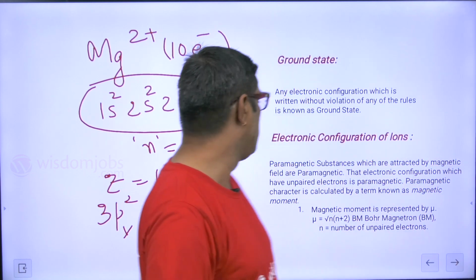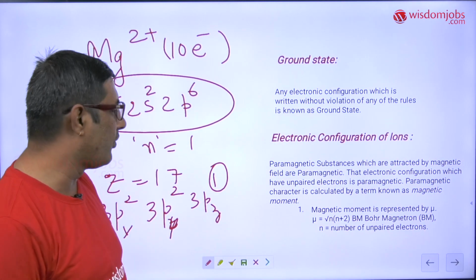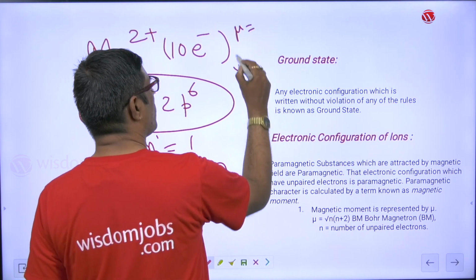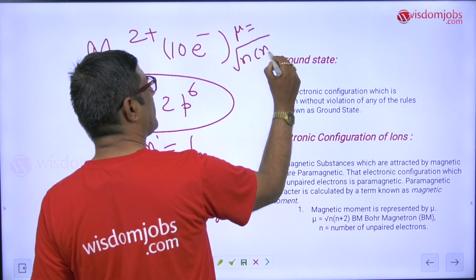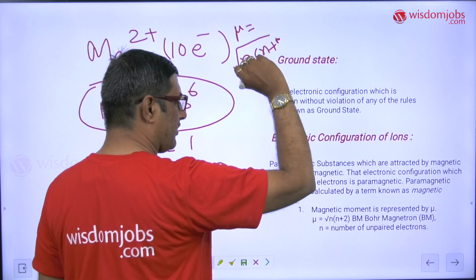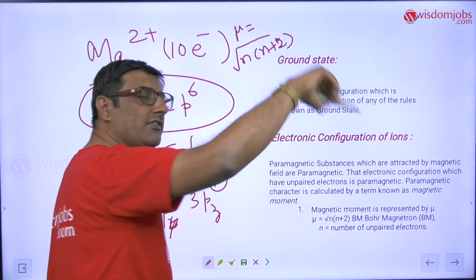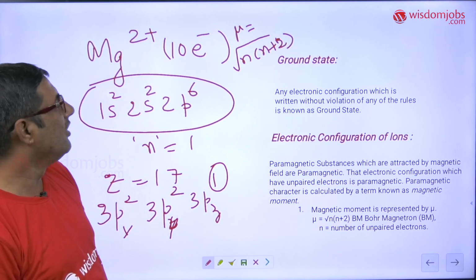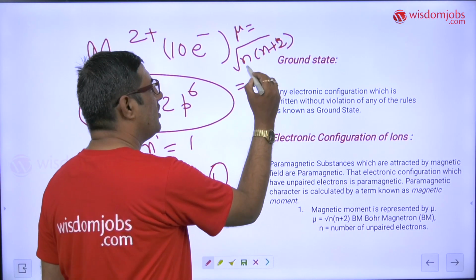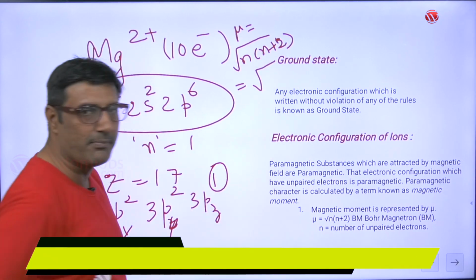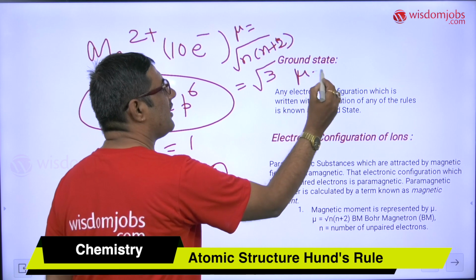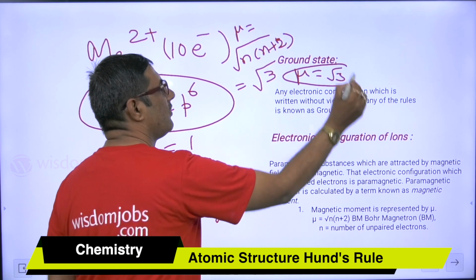Obviously, what would be the magnetic moment for chlorine? The basic formula is mu equals under root of n into n plus 2, where n is the total number of unpaired electrons. So substitute n equal to 1 here. What do we get? It is equal to under root of 1 into 1 plus 2, that is root 3. So mu is equal to root 3 for the case of chlorine.